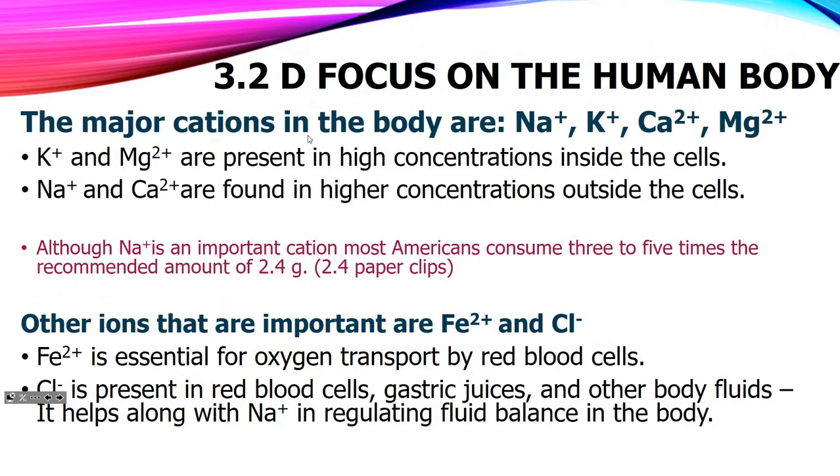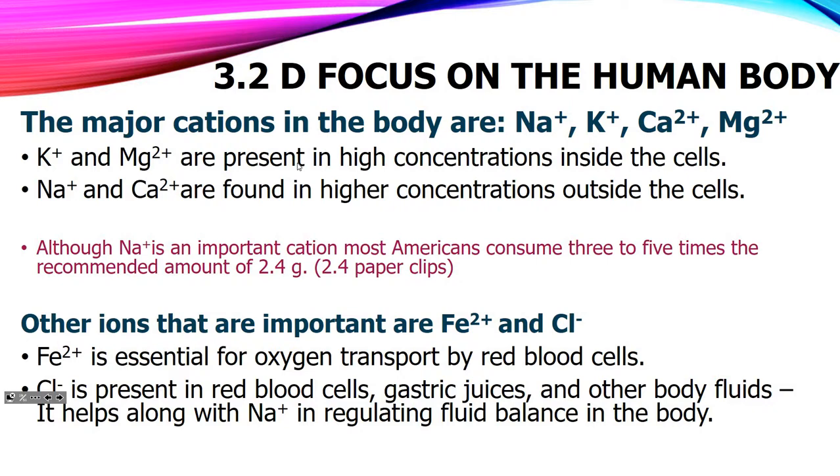Okay, so major cations in the body that you're responsible for are sodium and potassium, calcium and magnesium. Potassium and magnesium are present in high concentration inside a cell. So they have to be inside the cell, and they're high in concentration there. Sodium and calcium work outside the cell, and that's where they're high and where they do their job.